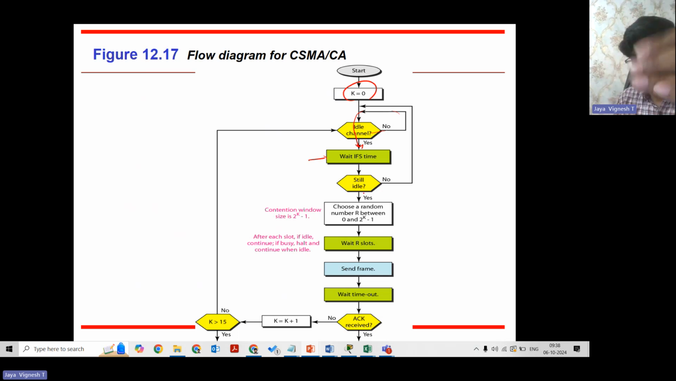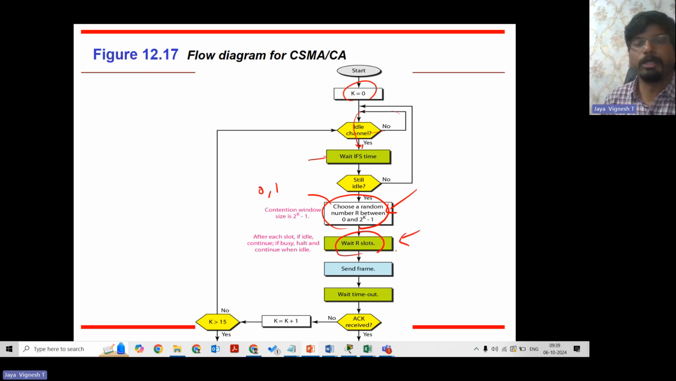But if the channel becomes idle after the IFS time, here is where you bring in your contention window logic. So the first time, when the k value is 0, your random number that you're going to choose is going to be from 0 to 2 power k minus 1, and k is basically 0. Your random number could be either waiting for one slot or transmitting immediately. So depending on your R value, and the more retries that you're doing, your value of R could be in the range of 0 to 2 power k minus 1. So you need to wait for R slots.